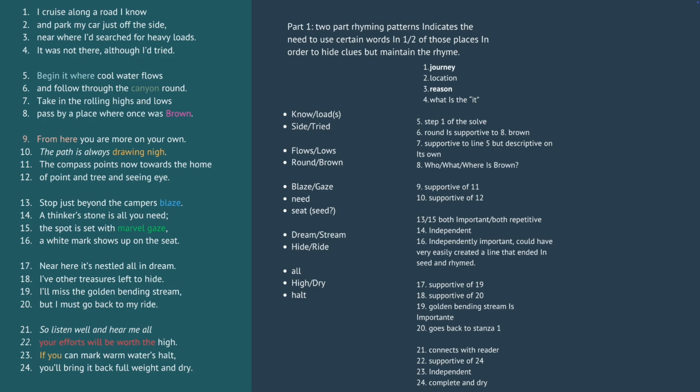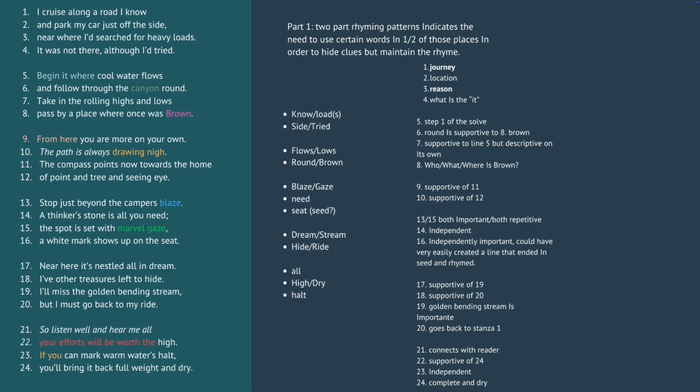"A thinker's stone is all you need." I think the most important thing in that line is "thinker's stone" and what that could possibly mean. And line 16, I'm pretty sure that "seat" is an important word there because in order to rhyme with "need," it could have been very easy to come up with a rhyme that ends with "seed." In the next stanza, line 17 is supportive of 19 and 18 is supportive of 20.